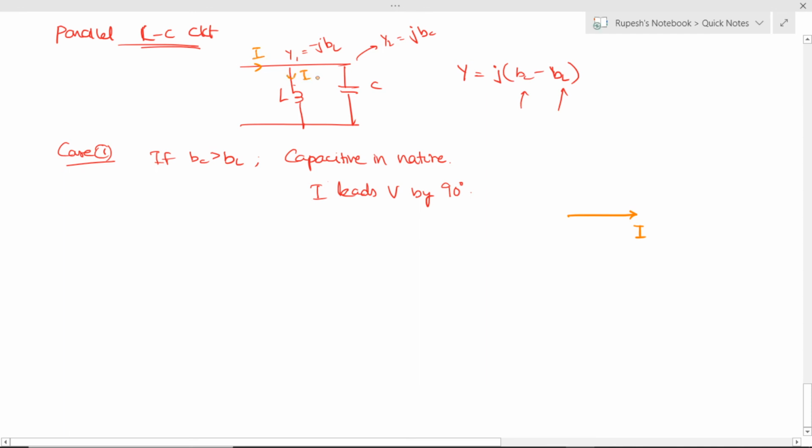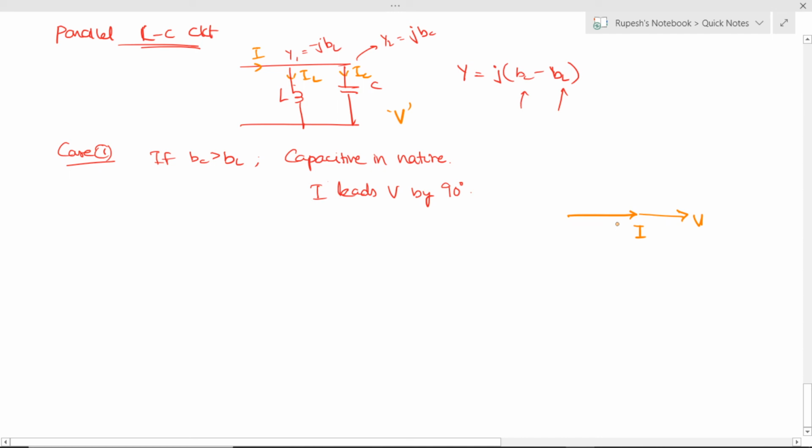The current flowing through the inductor is IL, and the current flowing through the capacitor is IC. The voltage across both the elements is the same. Let us consider it as V. Now the net current is in the forward, horizontal direction, which is in the same phase as the source voltage V.